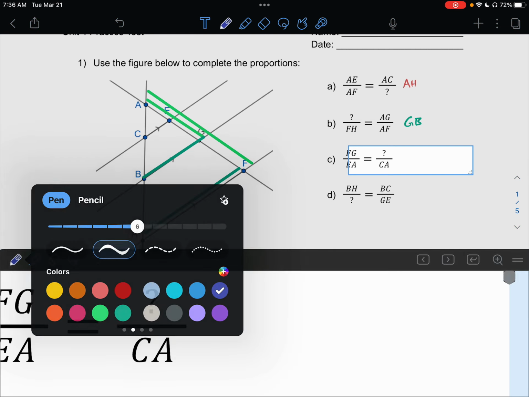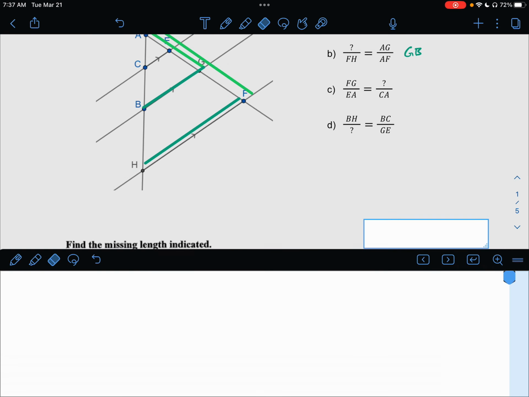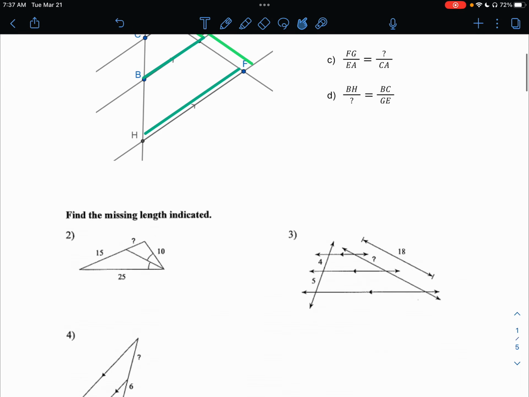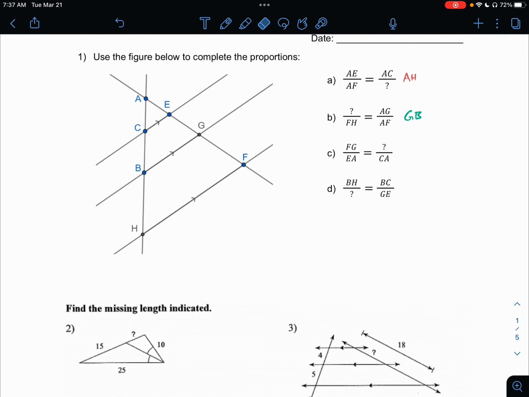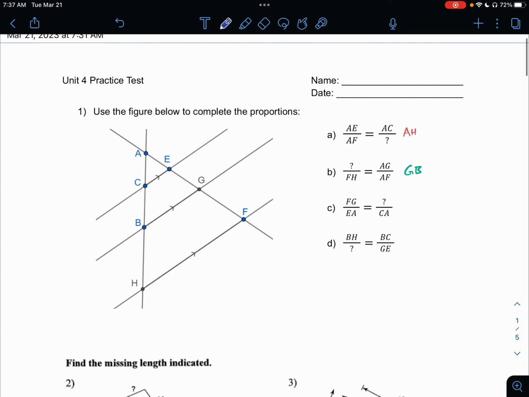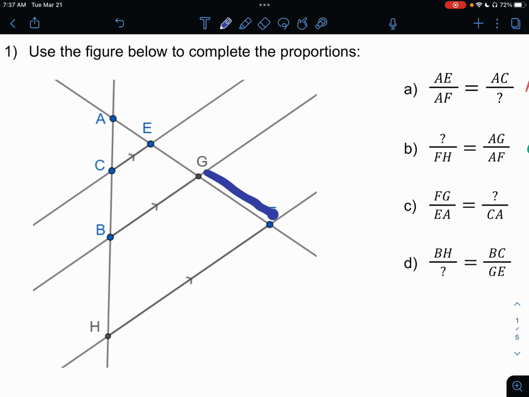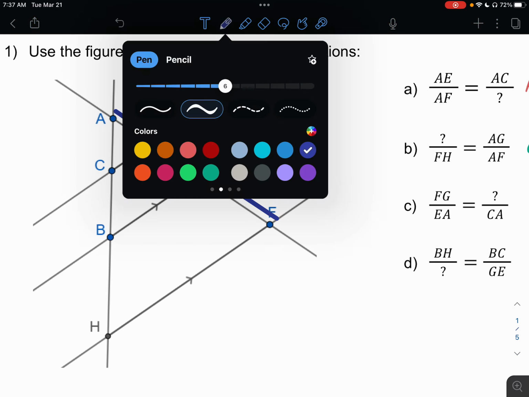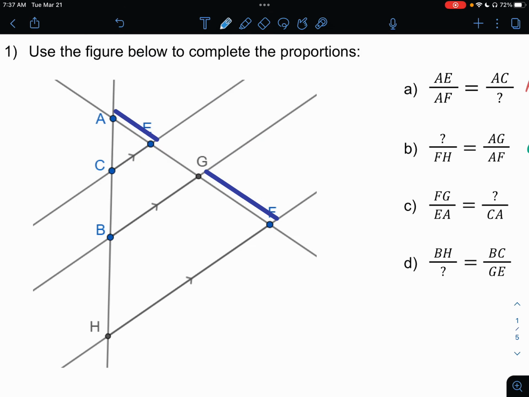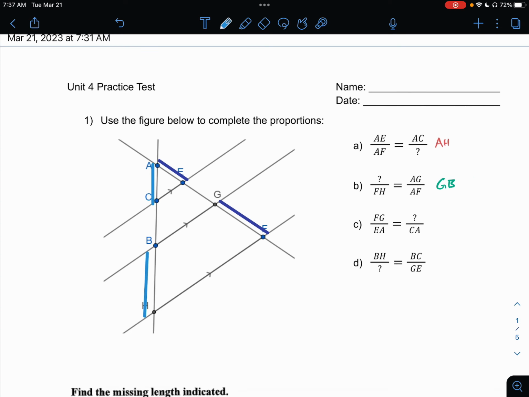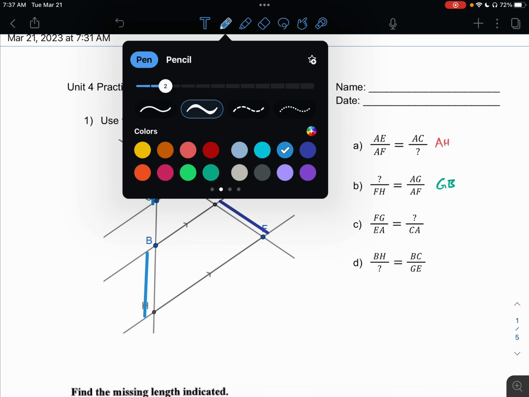All right, 1C. So with this one, let's see, what do we got? Okay, so 1C, I have FG over EA. So FG over EA. And then something over CA. All right, again, I want to make this match up. I can see that that EA is across from that CA. This FG is across from this HB. So it should be HB is my answer here, or BH.